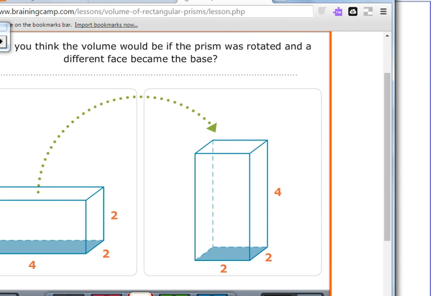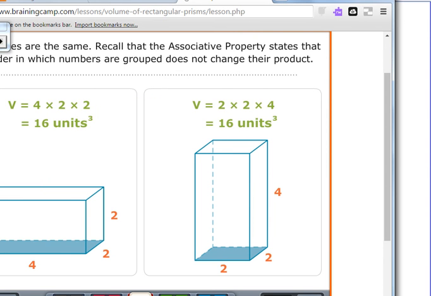What do you think the volume would be if the prism was rotated and a different face became the base? The volumes are the same. Recall that the associative property states that the order in which numbers are grouped does not change their product.